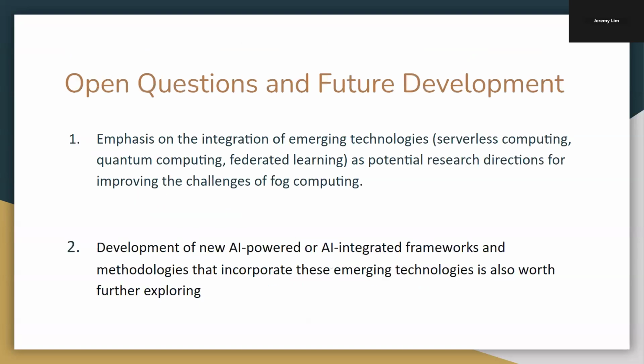Based on the related works, we can see that fog computing is already present in many fields and has drawn considerable research interest. However, there's further emphasis on the integration of emerging technologies such as serverless computing, 5G, quantum computing, and federated learning as potential research directions for improving the challenges of fog computing. The development of new AI-powered or AI-integrated frameworks and methodologies that incorporate these emerging technologies is also worth further exploring to address the complexities and challenges of the evolving fog and edge computing landscape.